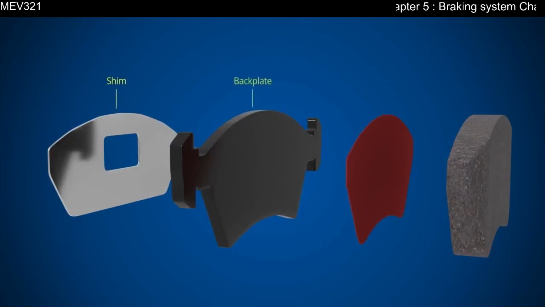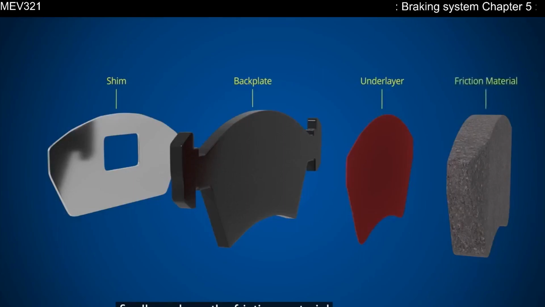Next, we have the steel backplate, which provides the rigid base for the friction material and solid mounting to the caliper piston and carrier. An underlayer, sandwiched between the backplate and friction material, bonds the two together and acts as a thermal barrier to stop heat being transferred from the pad to the caliper. Finally, we have the friction material, which is made from a variety of compounds designed to offer a combination of stopping power, longevity, strength and comfort.